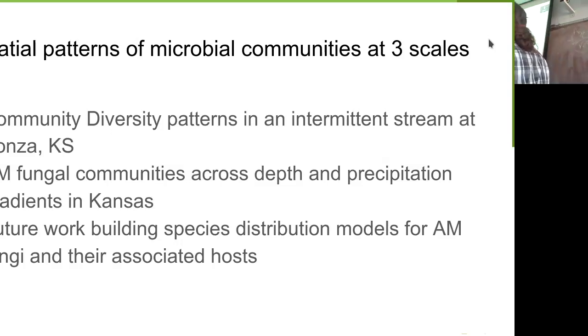Then we're going to go into looking at just AM fungal communities, and I'm sure you've all heard AM fungi before, but I'll do a quick brief introduction at the time about what those critters are, and looking at their distribution across depth and the precipitation gradient that exists in Kansas. And then I'll briefly talk about what I'm doing now at ESIIL and where my research is going.